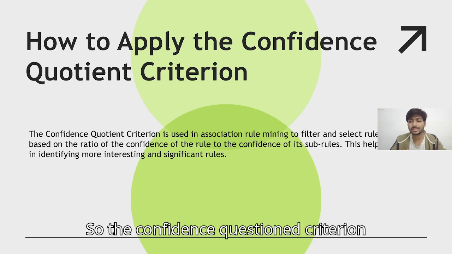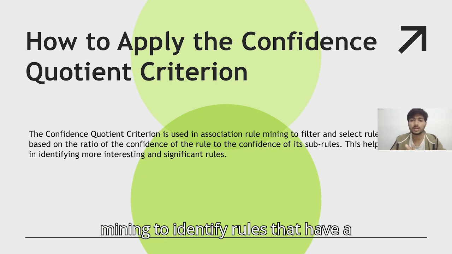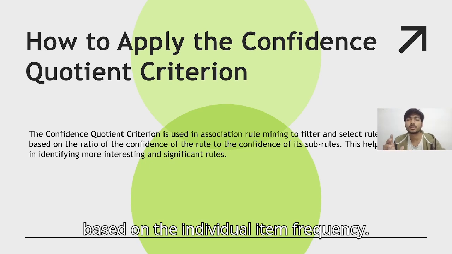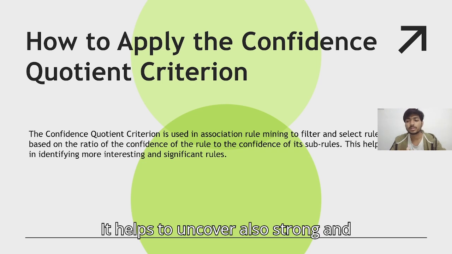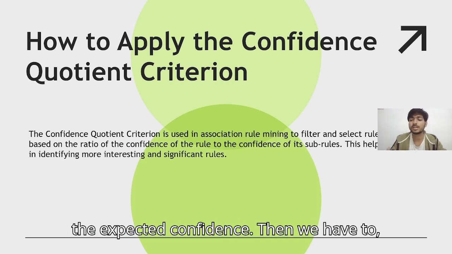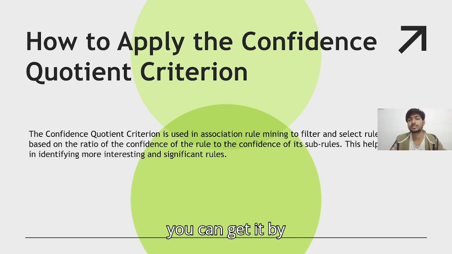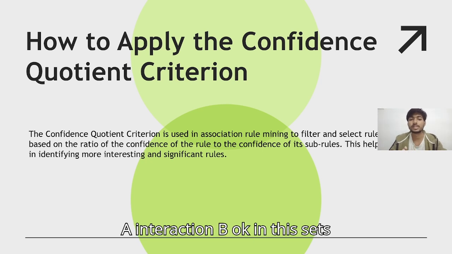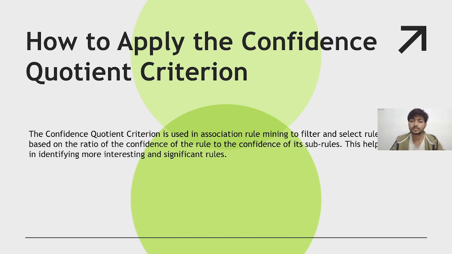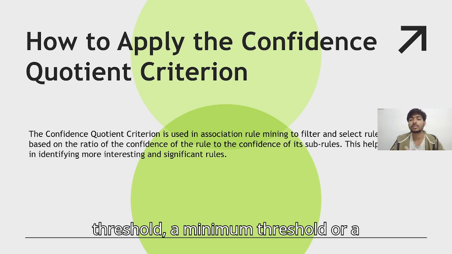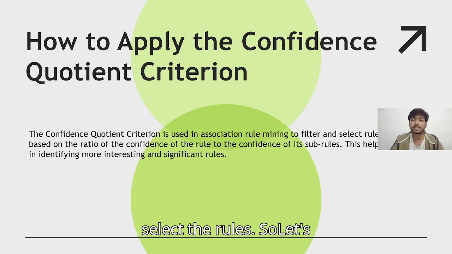So the confidence quotient criterion is a technique used in association rule mining to identify rules that have a higher confidence than expected based on the individual item frequency. It helps to uncover strong and interesting relationships between items. In this we also have to calculate the expected confidence, which you can get by using the intersection of sets, A intersection B. Then you have to calculate the confidence quotient. Divide the actual confidence of the rule by the expected confidence, and then set a minimum threshold and select the rules.